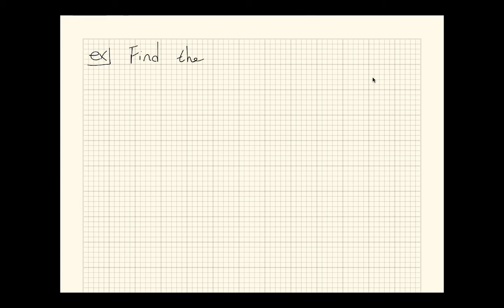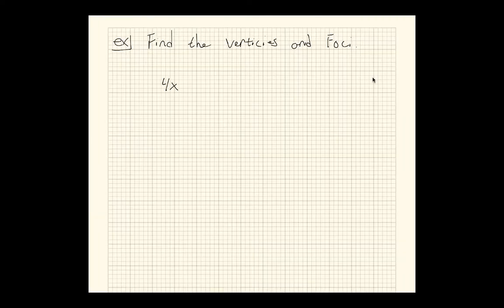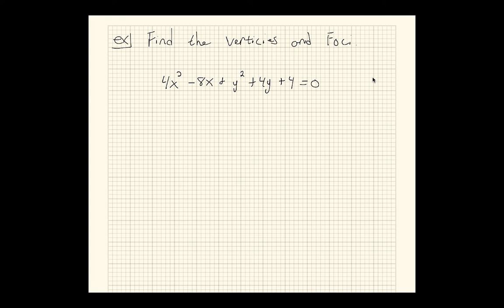Find the vertices and foci. And here's my equation. 4x squared minus 8x plus y squared plus 4y plus 4 equals 0.